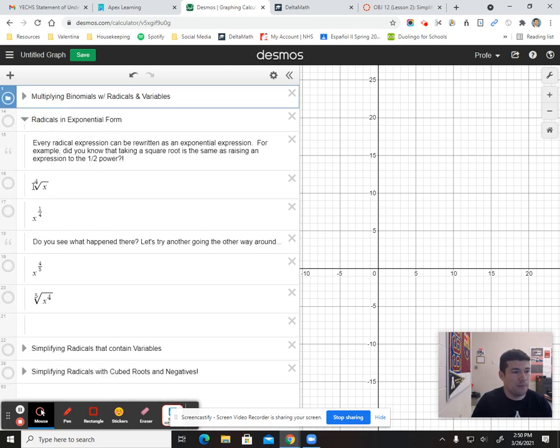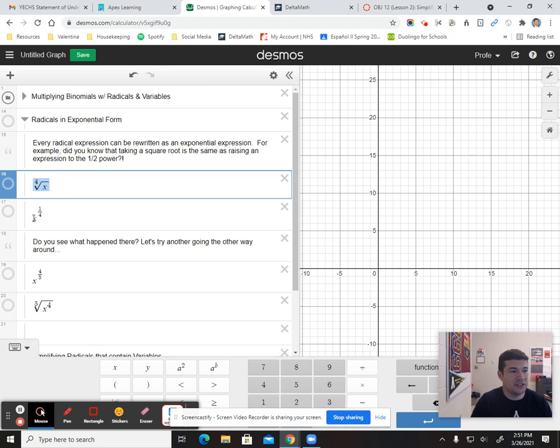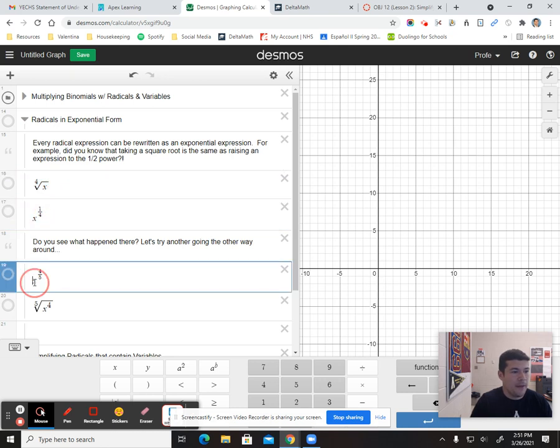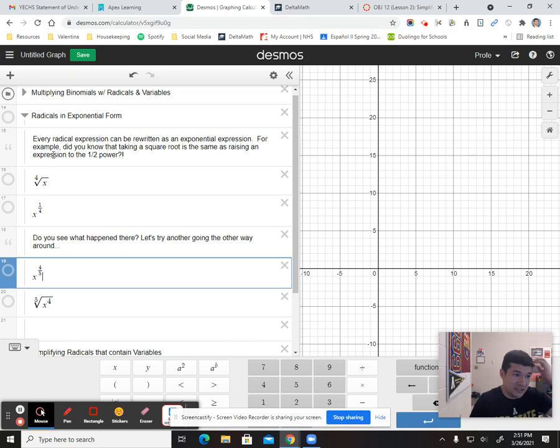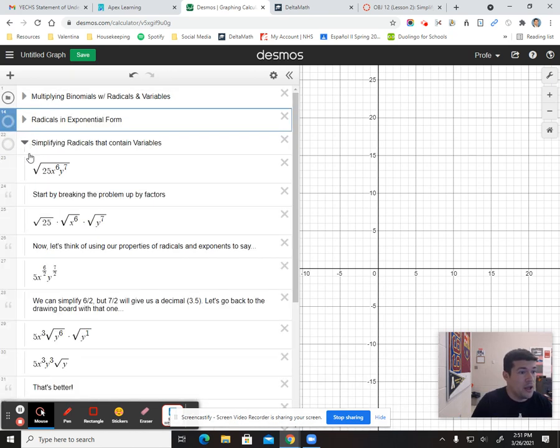Radicals in exponential form. The fourth root of x is the same as x to the 1/4. X to the 4/5 is the same as the fifth root of x to the 4th. So we can say that the root of the radical is your denominator for the exponent, and the power for your expression inside of the radical is your numerator. All right, and that is a simple explanation of radicals in exponential form.